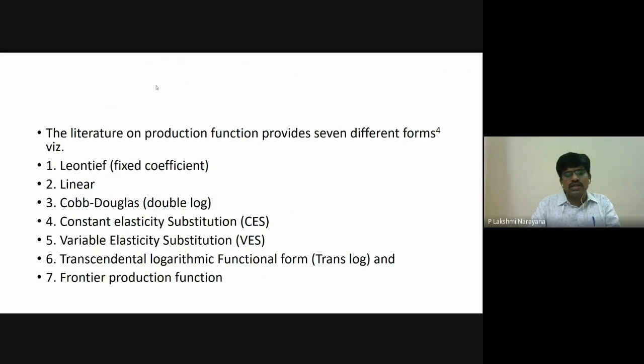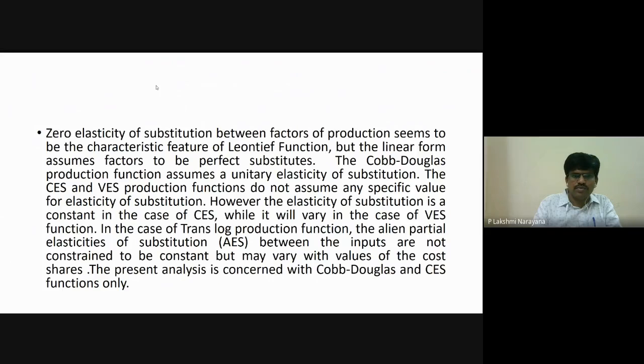They are used in agricultural economics. What are they? First one is Leontief production function. Second one is linear production function. Third one is Cobb-Douglas production function, also called double log production function. Fourth one is constant elasticity of substitution, CES production function. Fifth one is variable elasticity of substitution, VES production function. Sixth one is transcendental logarithmic functional form, translog. And last one is frontier production function. So these are all the 7 types of forms.